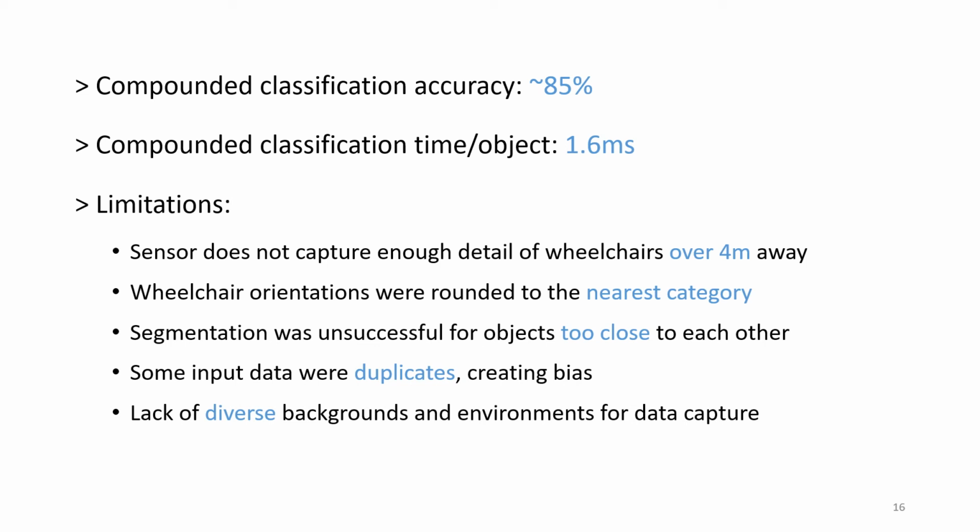However, there were some significant limitations in the approach. The sensor had low resolution and lost object details over 4 meters away. The orientation of a wheelchair should be a continuous function, but I had to round them to the nearest category for the multi-class classifier. Segmentation sometimes merged together separate objects that were very close together. When collecting the data, since I was taking many static snapshots, the objects do not change from frame to frame, which duplicated input samples and possibly created bias in this data. Due to limitations in space, I could only record data in 2 rooms, so there's a lack of diversity in the environment.